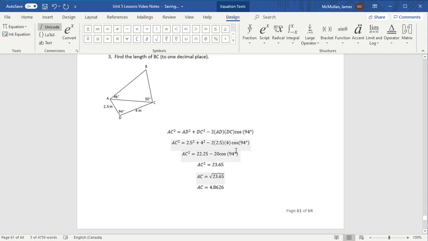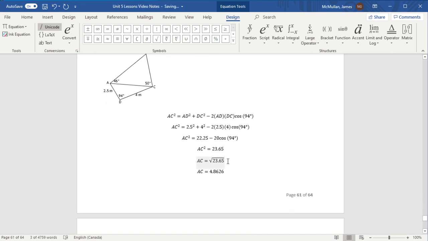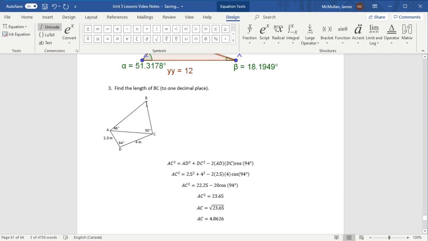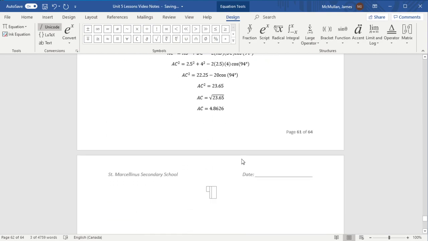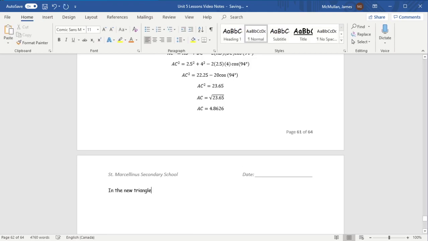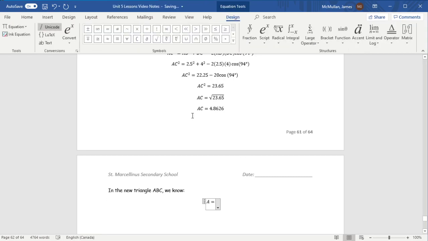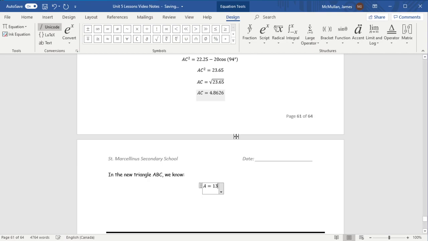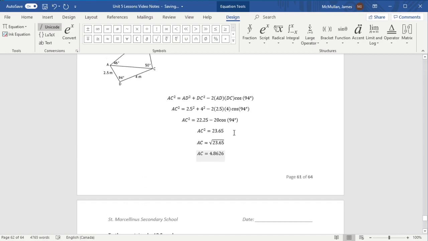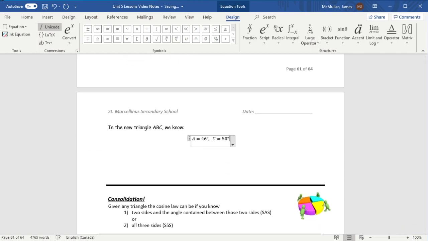Okay, now let's look at the other triangle. In the other triangle, you have angle A and side A, angle C and side C, angle B and side B. So in the other triangle, we know side B, but we don't know angle B. So in the new triangle ABC, we know angle A is 46. We know angle C is 50. And we know side B, lowercase b, is 4.8626. Okay?